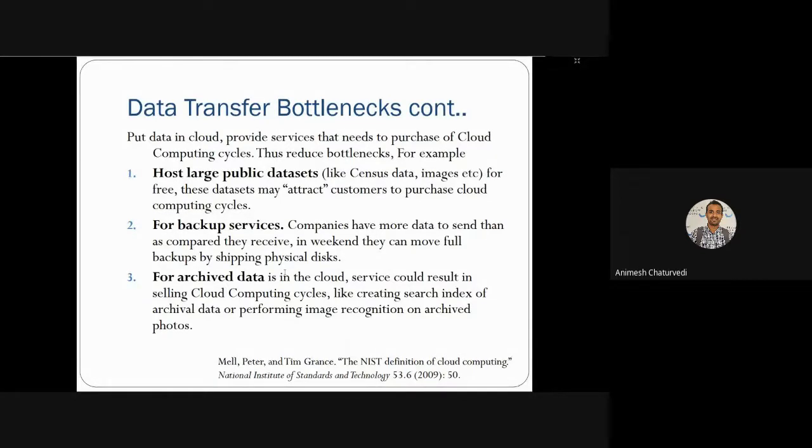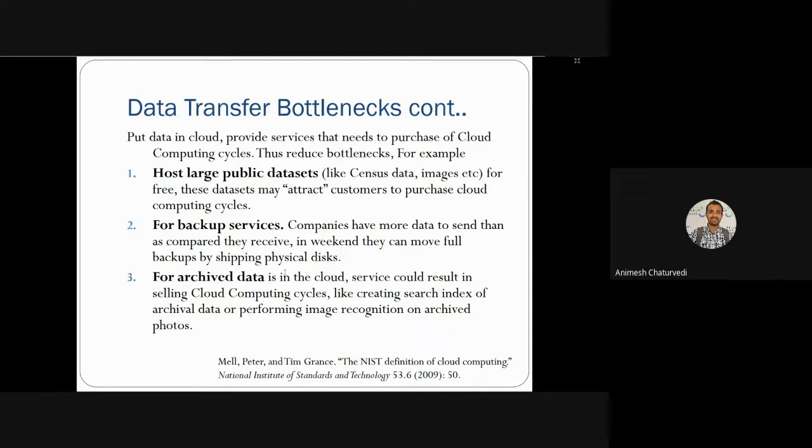For backup service, suppose a company has a large amount of data and they have more data to send as compared to what they have to receive, so the company has to send more data as compared to what they receive. So what happens, in the weekend they can move a full backup by shipping physical disk. So in the weekend, Saturday Sunday, they have a copy of the data, they download the large amount and put it on some disk, and they ship it by physical disk transfer through car and truck.